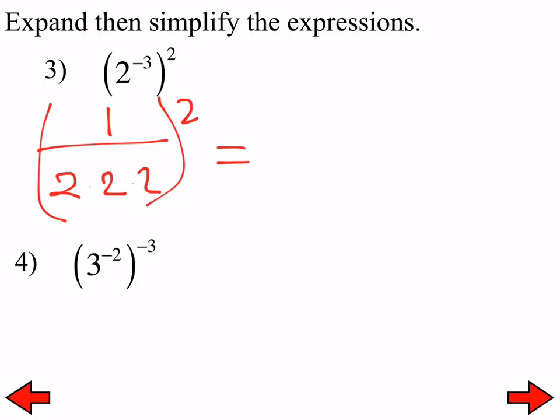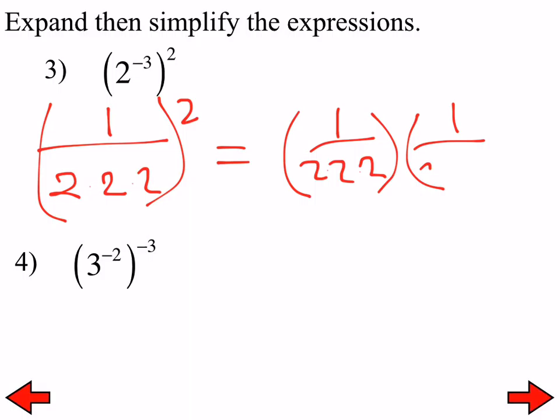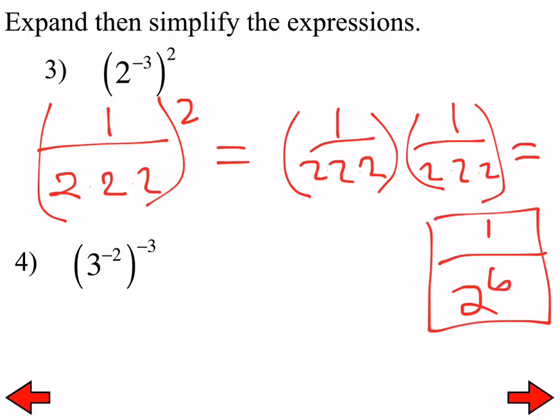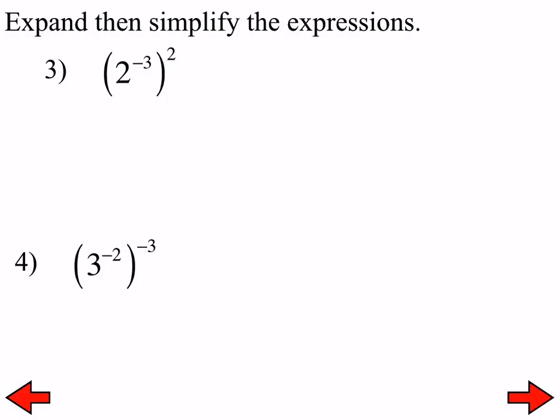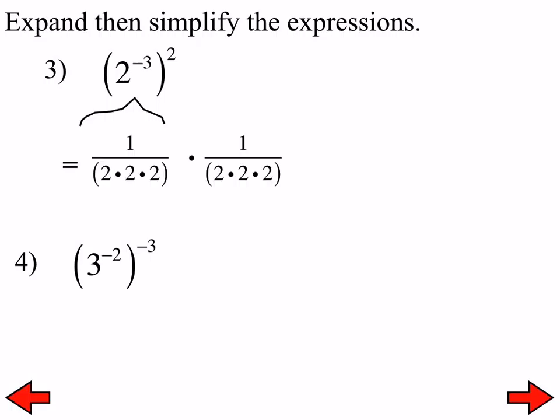Then to finish showing your work, I'm going to take that whole thing and square it. So I'll have 1 over 2 to the 6. Make sure the 6 is only on the bottom because that's what is being represented here. 2 is being multiplied 6 times. So number 3, I flipped it once and then I multiplied it by that same thing again. So 1 over 2 to the 6.